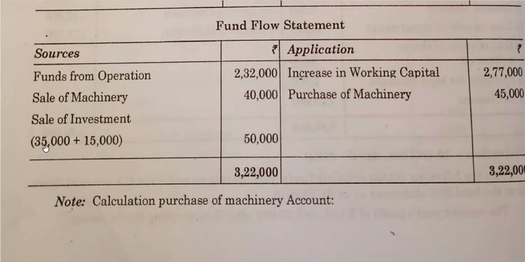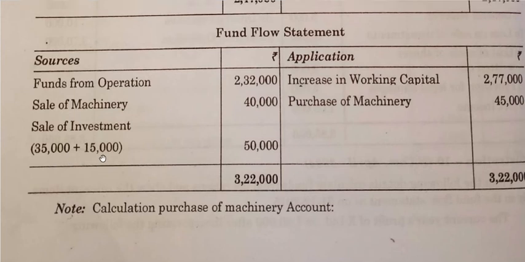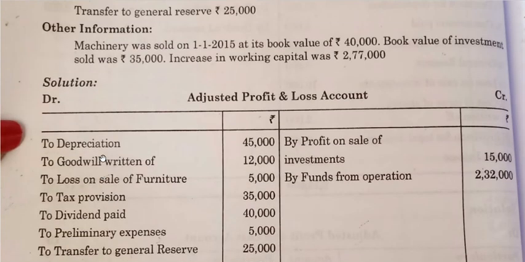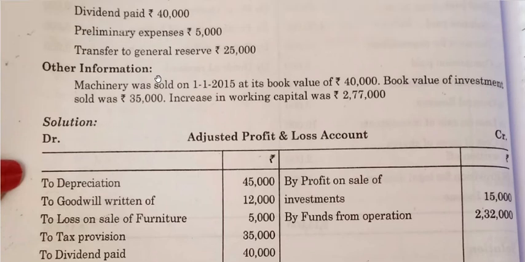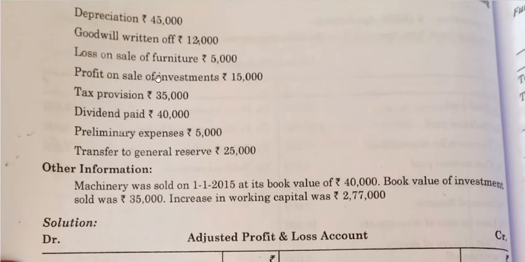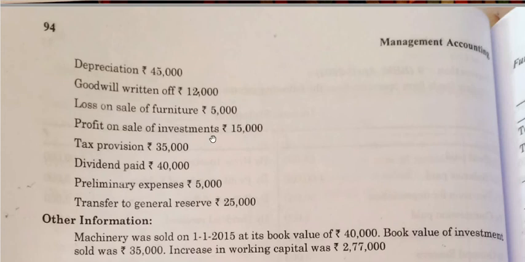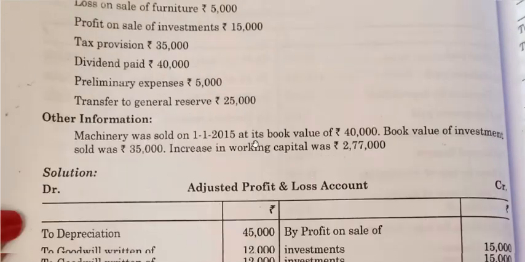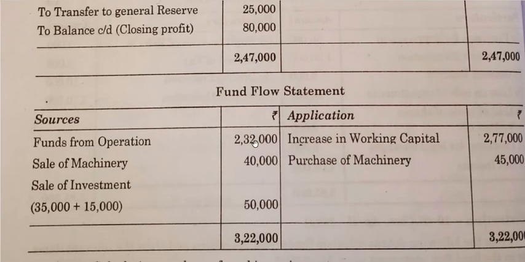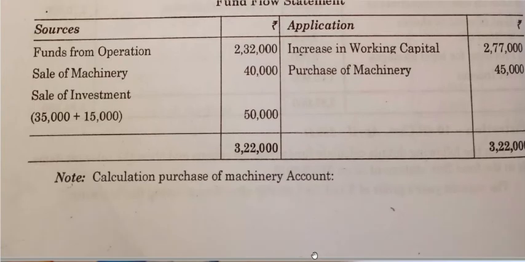And sale of investment 35,000 plus 15,000. If you look into your question, book value of investment is 35,000, and plus your profit on sale of investment, which is 15,000, both will be considered and it will become 50,000. Your purchase of machinery is 40,000, from your machinery ledger account we get it. Sale of machinery is 40,000 again, this also from your ledger account. So your fund flow statement gets tallied.